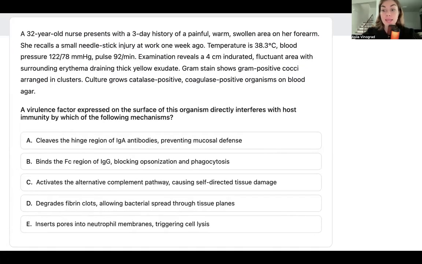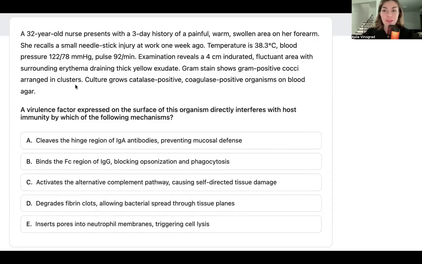Okay, and the last case: a nurse with a painful, warm, swollen area, and she has a small needle stick injury at work 1 week ago. Temperature is high, blood pressure is normal, pulse. Okay, examination reveals a 4 centimeter indurated fluctuant area with surrounding erythema draining thick yellow exudate. This is pus. Gram stain shows gram-positive cocci in clusters.